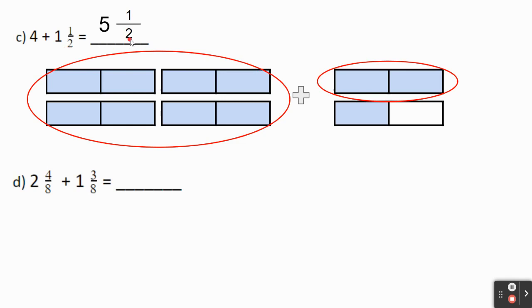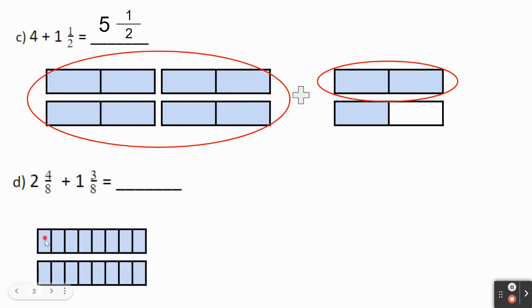Now let's try 2 and 4/8 plus 1 and 3/8. We know that each whole is going to be broken up into 8 equal parts, so we can go ahead and start adding 2 wholes broken up into 8 parts and 4 shaded out of 8 parts, representing 4/8.